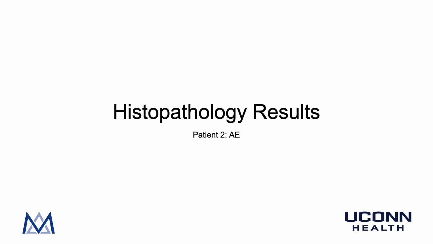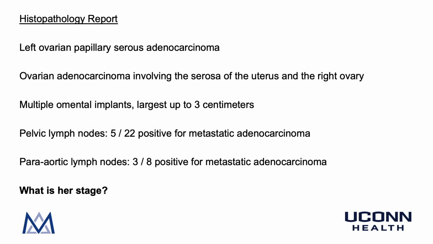Okay, in this next slide, our patient has undergone all of these procedures, and here are her histopathologic results. Here is AE's histopathology report. The diagnosis is left ovarian papillary serous adenocarcinoma. The ovarian adenocarcinoma involves the serosa of the uterus and the right ovary. She has multiple omental implants, with the largest up to 3 centimeters in diameter. For her pelvic lymph nodes, 5 of 22 are positive for metastatic adenocarcinoma, and for the periaortic lymph nodes, 3 of 8 are positive for metastatic adenocarcinoma.